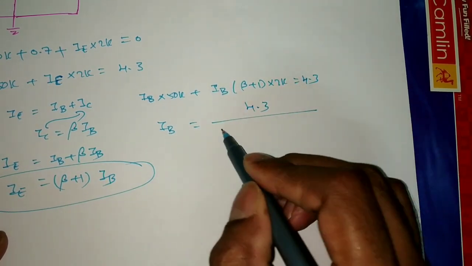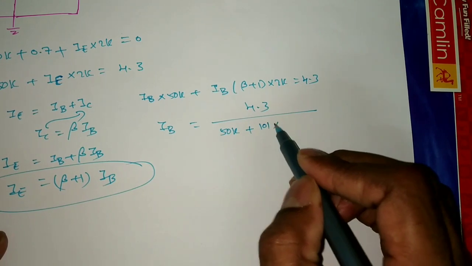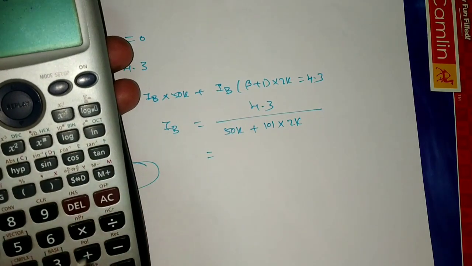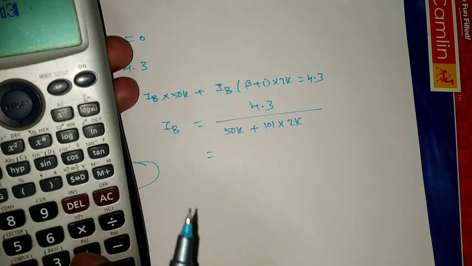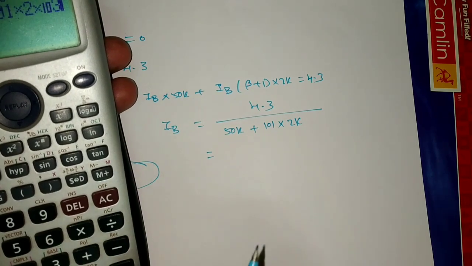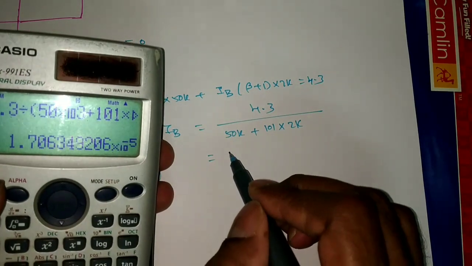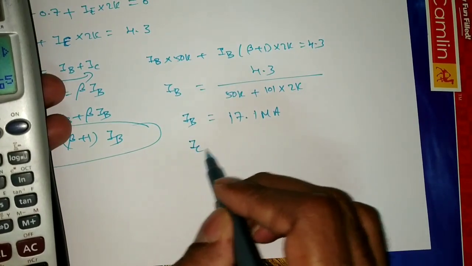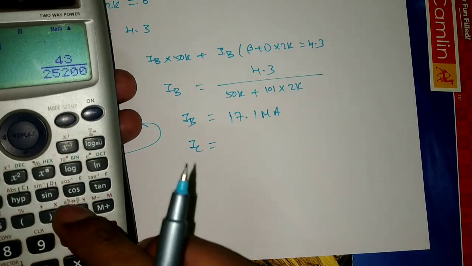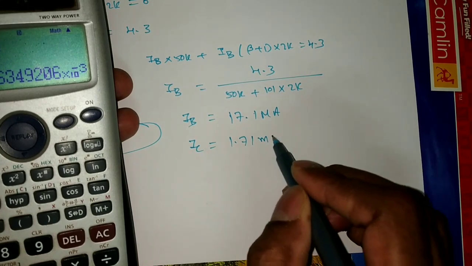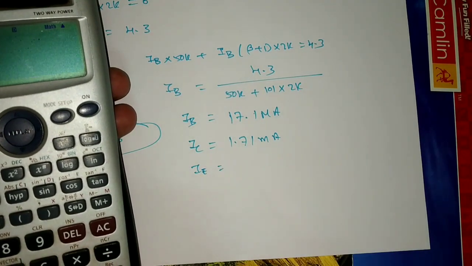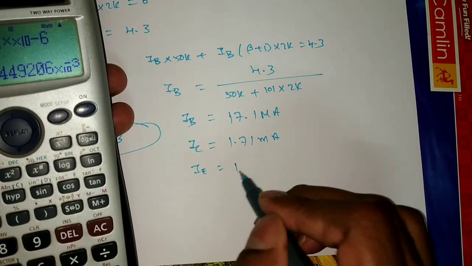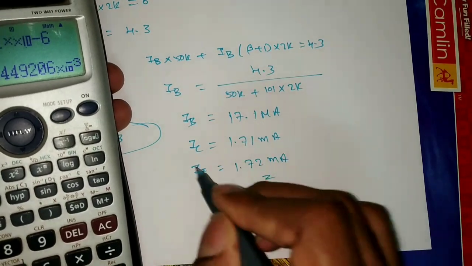So what will be IB? It is 4.3 by 50K plus beta plus 1, that is 101 into 2K. So IB will come out as 4.3 divided by 50 kilo plus 101 into 2 kilo. So it is 17.1 microampere, I can take IB. Then we can find IC, that is 100 times IB. So we'll get 1.71 milliamps. So IE is approximately equal to this plus 17.1 e power minus 6, so it is 1.72 milliamps. This is IB, IC and IE.